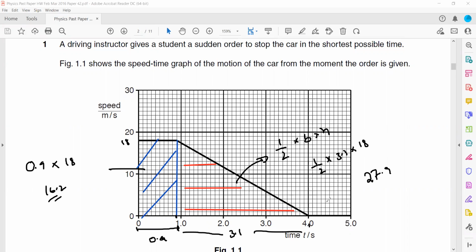So 27.9 is the area of the triangle and 16.2 is the area of the rectangle. So when I add 16.2 plus 27.9, the final answer will be 44.1 meters, or I can say 44. In the marking scheme, normally the answers are rounded off, but if you write 44.1, that is also the right answer. Is it clear till this point how we work out the distance travelled? Anyone having a question or a doubt?